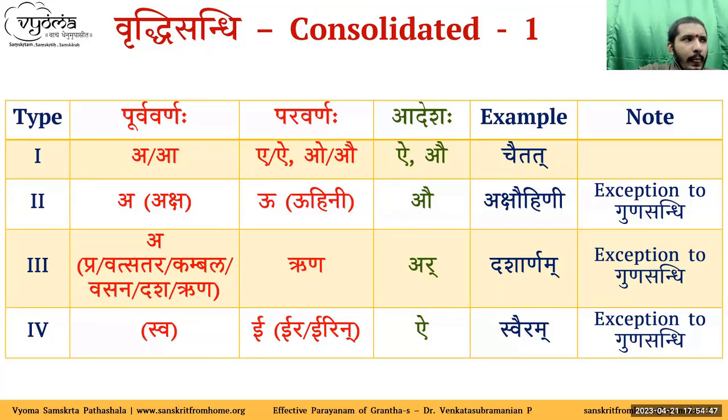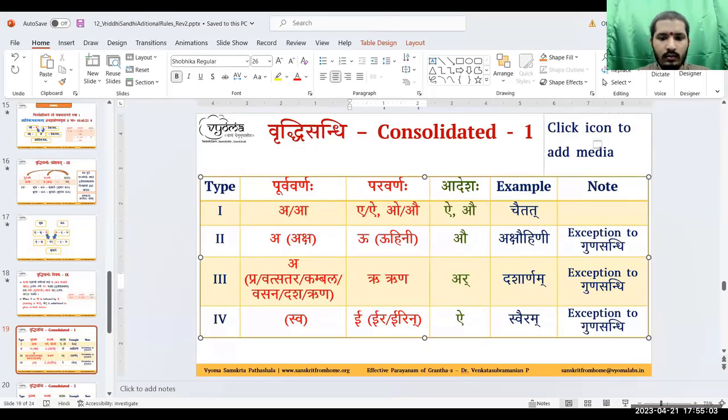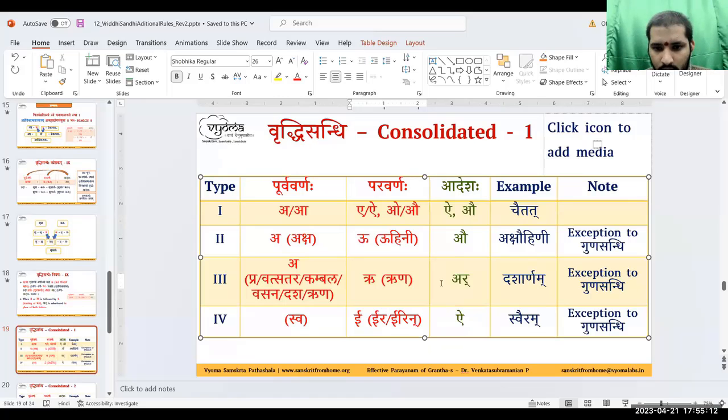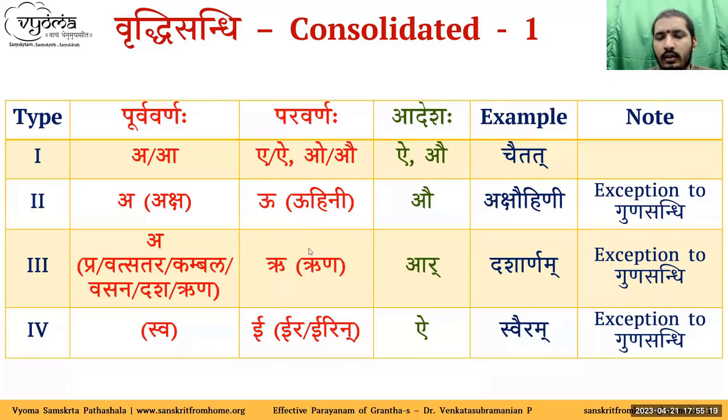In the third type, if the Purva Varna is Akara, which is the ending letter of Pra, Vatsatara, Kambala, Vasana, Dasha or Rina, and if the Paravarna is R, which is the starting letter of Rina, we get the Adesha R, not R. So we get the forms Prarnam, Vatsararnam, Dasharnam, Rinarnam, etc. So again, this is an exception for Gunasandhi.